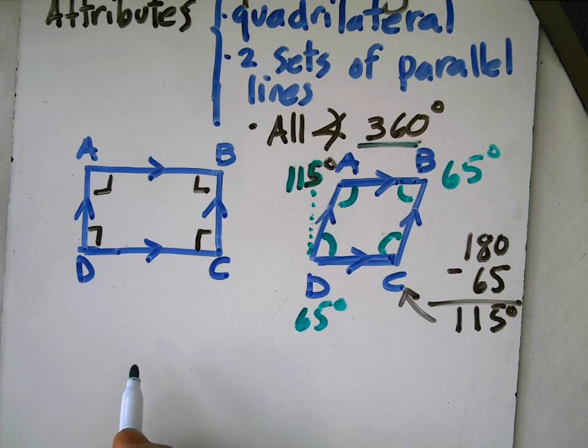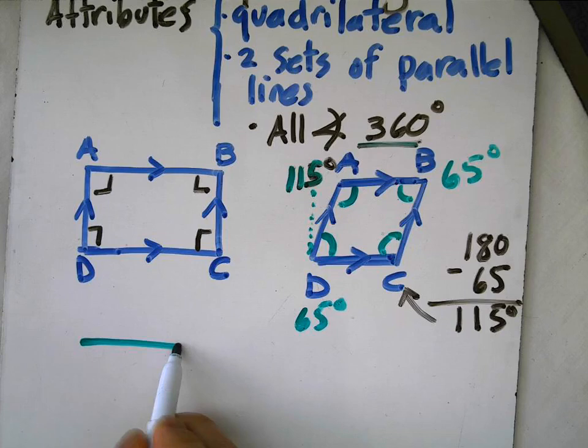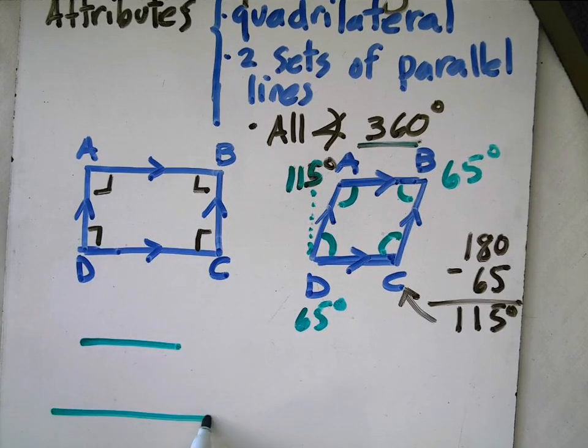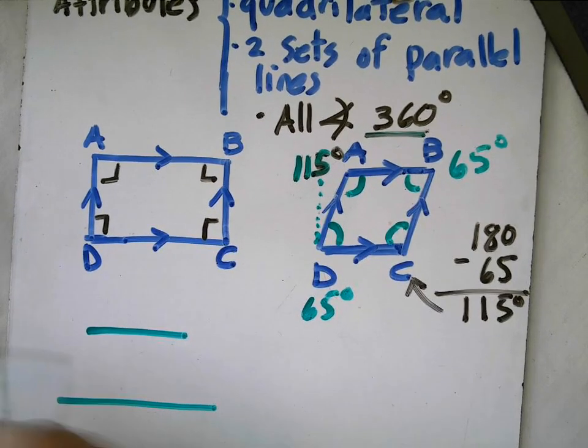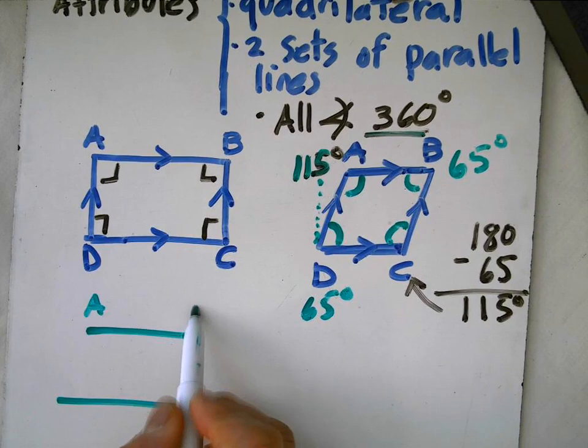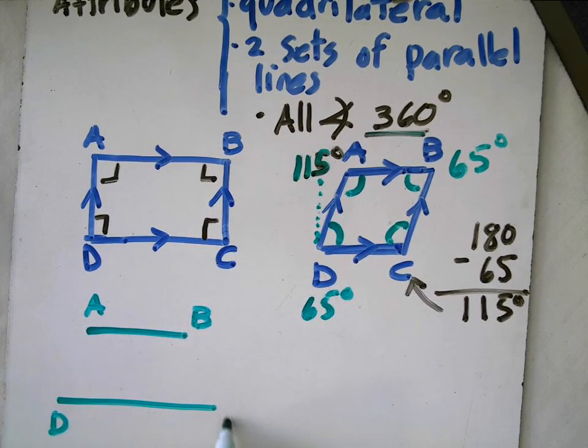Can a trapezoid be a parallelogram? Well, I don't know. Let's look at a trapezoid. A trapezoid starts like that. Is this line parallel to the bottom line? Let's call this A, B, D, C. Is segment AB parallel to DC? And the answer is, of course.